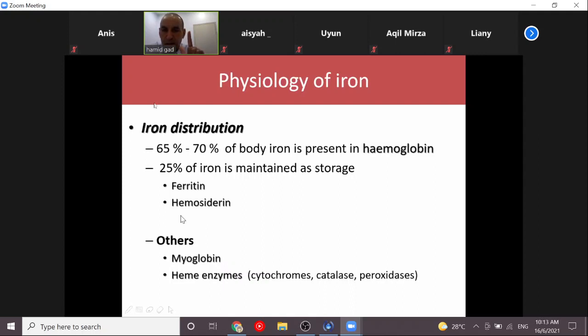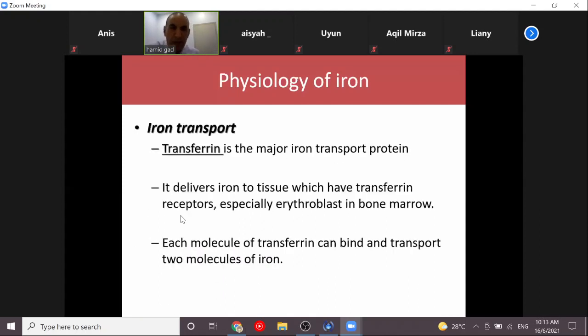So the distribution of iron, mainly in the hemoglobin or stored in the form of ferritin or hemosiderin. There are other locations like myoglobin, the muscle protein, which also contains iron, and there are so many enzymes which use the iron, like cytochrome, peroxidase, catalase, heme in the enzymes. This is where we need the iron in our body. You should remember this one.